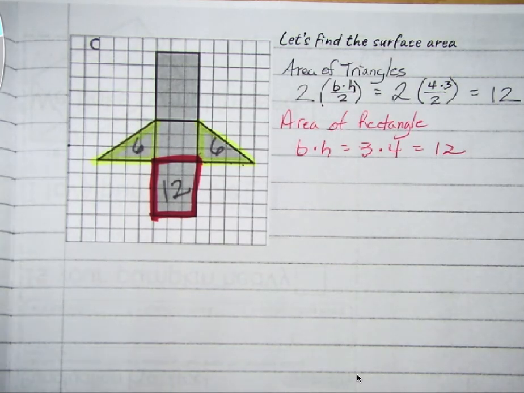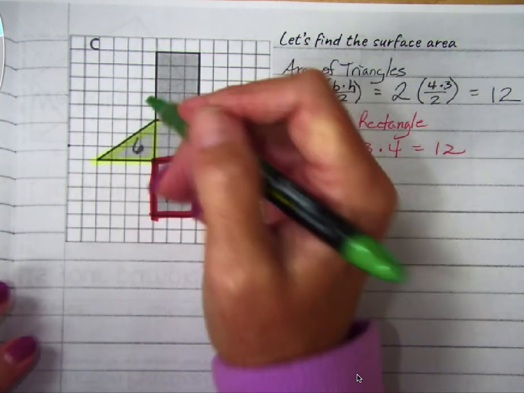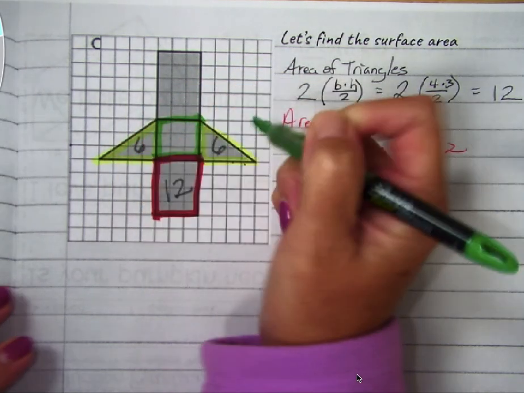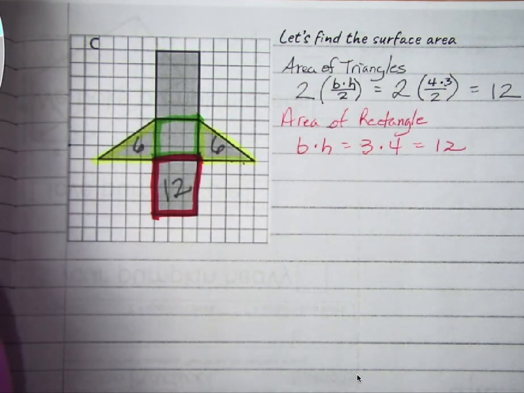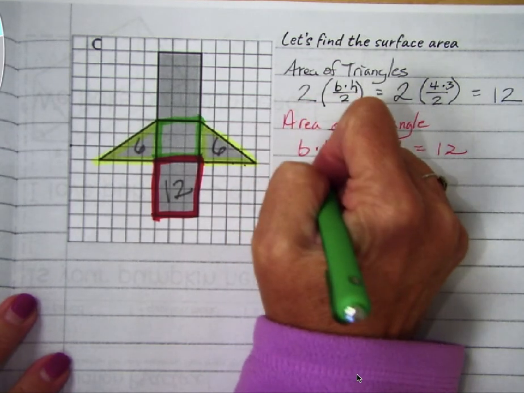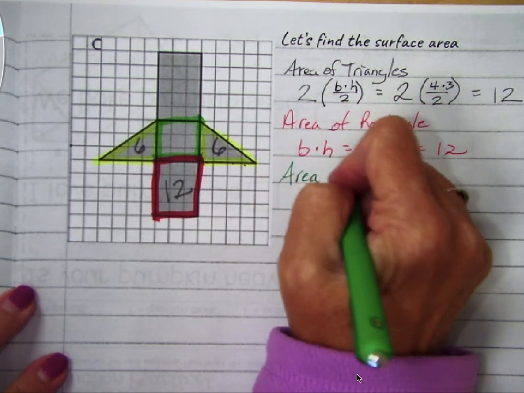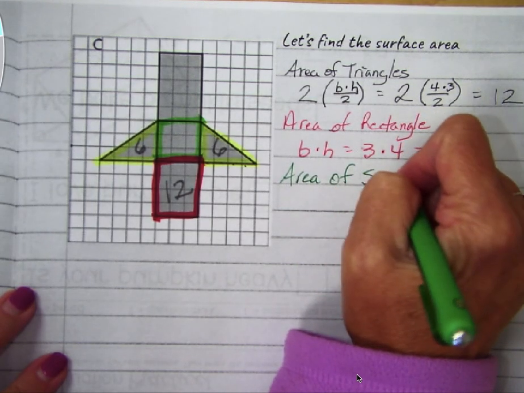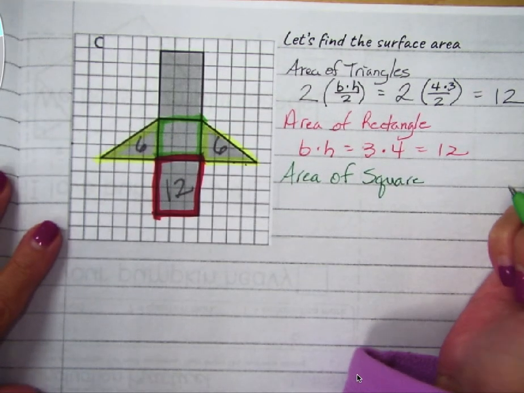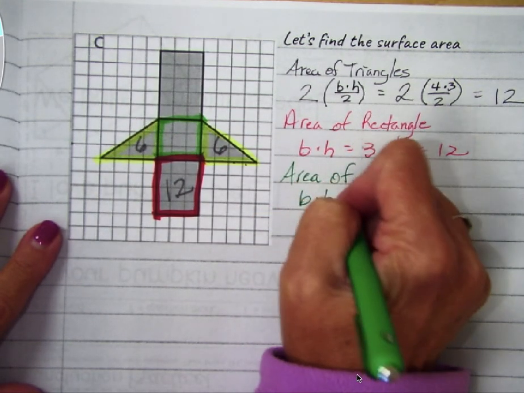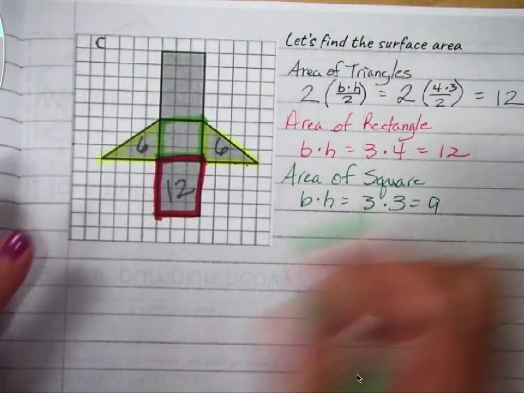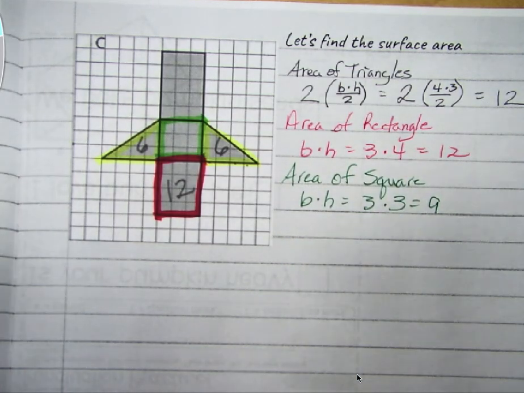Okay? Which one you want to do next? Does it matter? Let's go ahead and just work our way up. How about this one? This one is a square. But I could also get my area if I multiplied base times height. Base times height, 3 times 3, which is 9. Okay?